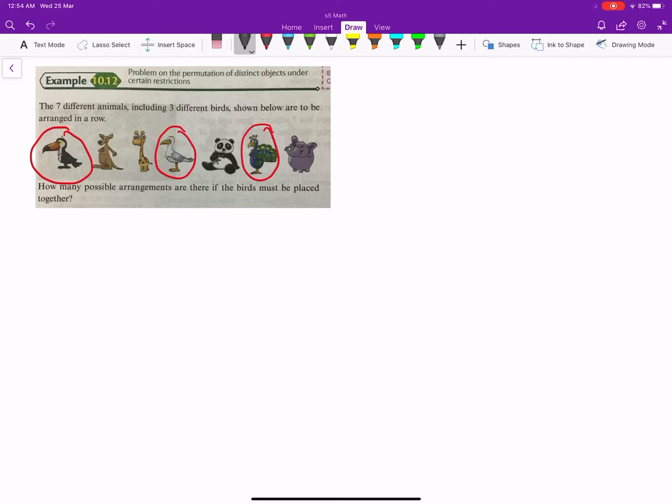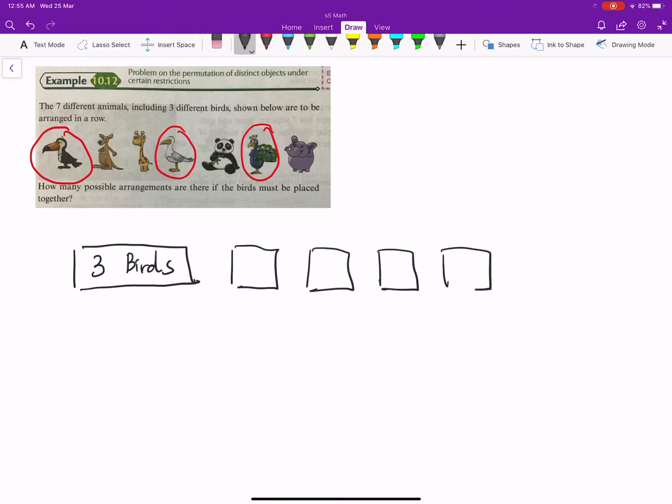So here we have a very important and special skill. We try to think there are some boxes. For one of the boxes, you put the 3 birds inside. And then the others are here. So the right hand side refers to these 4 animals. Now first of all, we arrange the boxes. We arrange the boxes first.